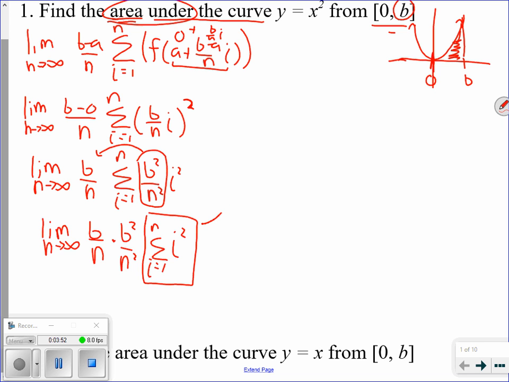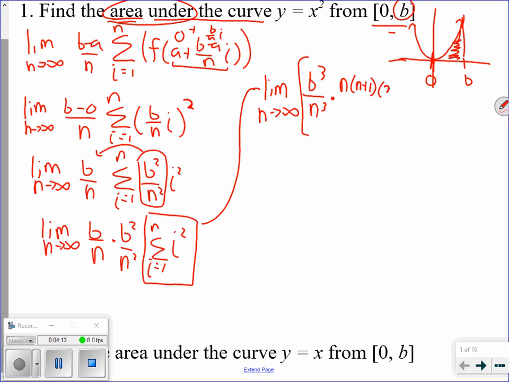The whole point of doing that is that I have an identity for that summation. So let's see what we got here. The limit as n approaches infinity: those two terms combine to b cubed over n cubed. The identity for the summation of i squared is n times n plus 1 times 2n plus 1, all over 6. And remember the limit. This is just one fraction.